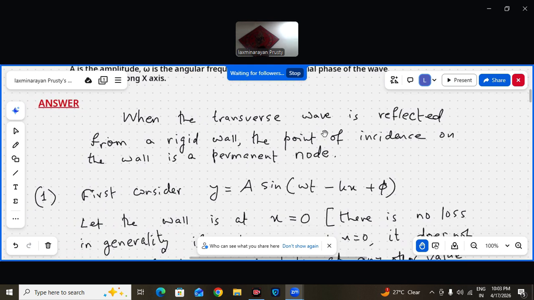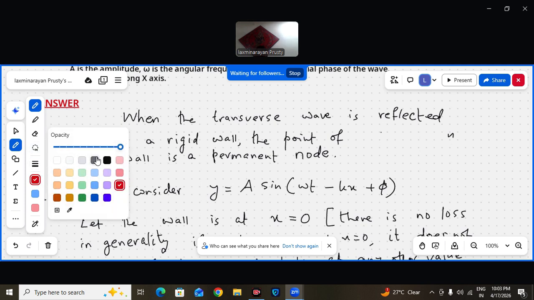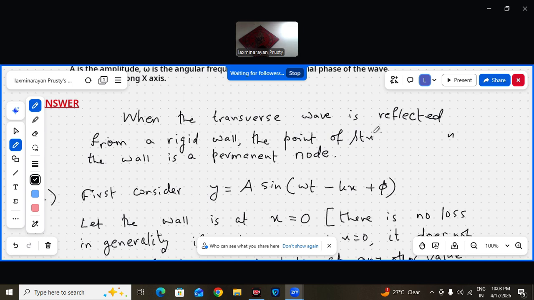When the transverse wave is reflected from a rigid wall, the point of incidence, the point where the string is connected with the wall, is a permanent node, because it is fixed to a rigid support.